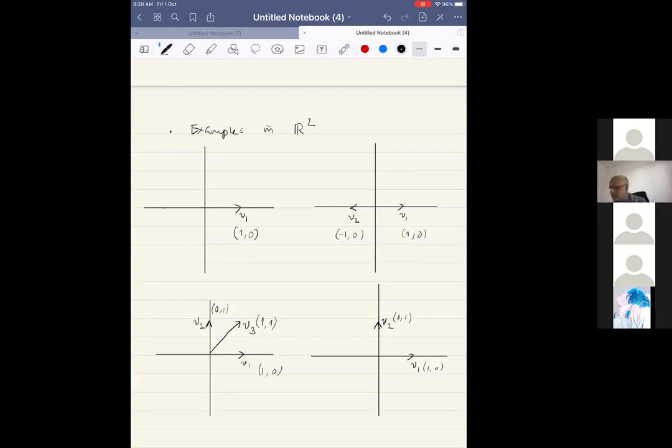So there's some confusion, so let me number the things properly. This is 1, 2, 3, 4. I'm going clockwise.